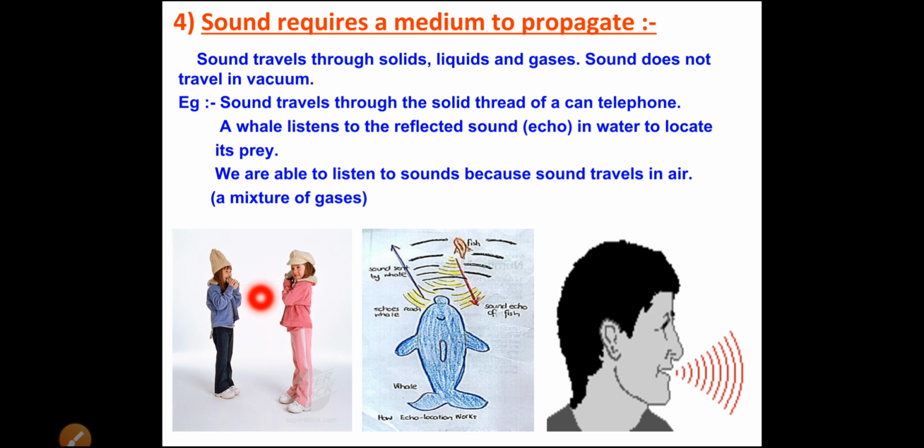Here the thread is the solid medium. In the picture you can see an aquatic animal in the sea. This whale can listen to the reflected sound in water to locate its prey. So sound can also travel through liquid. And when the teacher speaks in the class, the students can listen, so the teacher's sound travels through gases, that is, air. We are able to listen to sounds because sound travels in air, and air is a mixture of gases. So solid, liquid and gases are all mediums through which sound can travel.